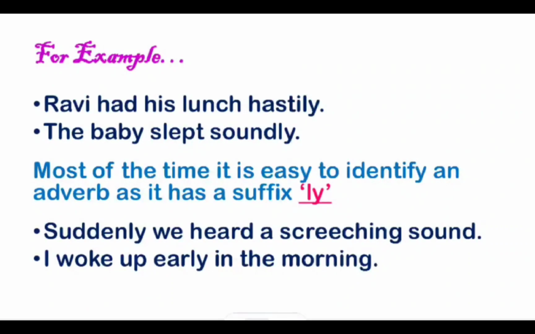Here, look at these examples. Ravi had his lunch hastily. How did he have his lunch? He had it hastily. So hastily is your adverb. The baby slept soundly. Slept how? Soundly. So, first of all, ask the question to the verb.